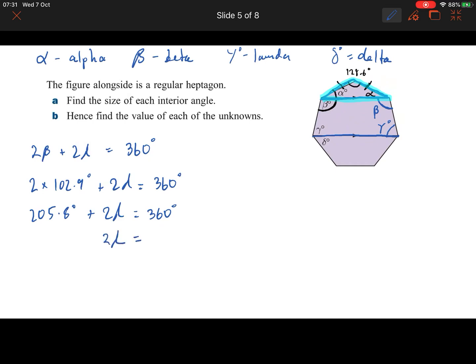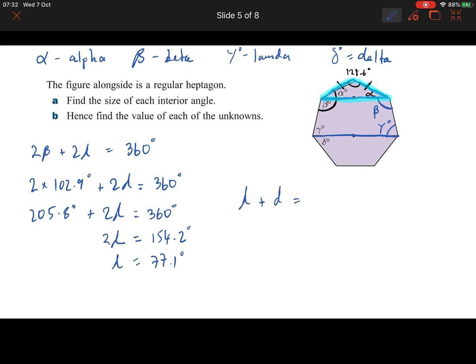So 2 lambda, let's take 205.8 from both sides. Okay, I get 154.2 degrees. So lambda, just divide both sides by 2, equals 77.1 degrees.